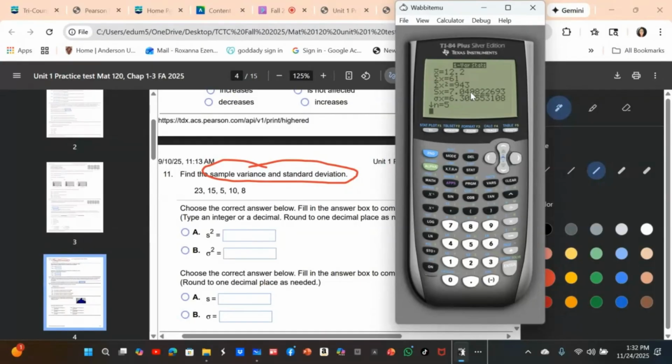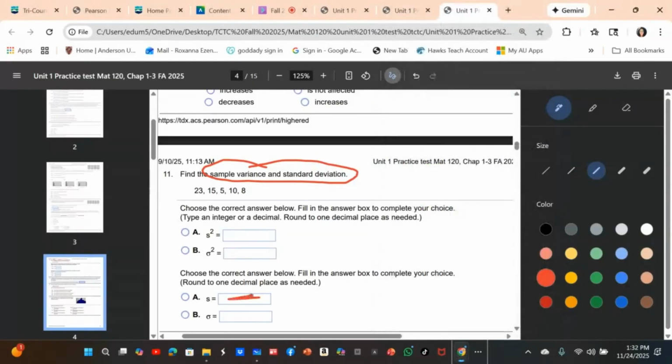So the sample standard deviation to 3 decimal places is approximately 7.05. So we come over here and put in 7.05. Remember, I'm talking about sample standard deviation. So right here, you put in 7.05.